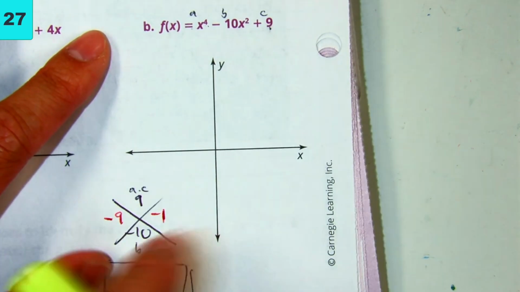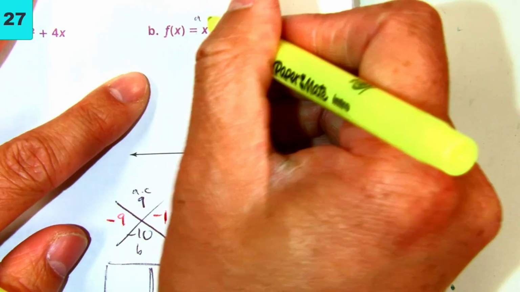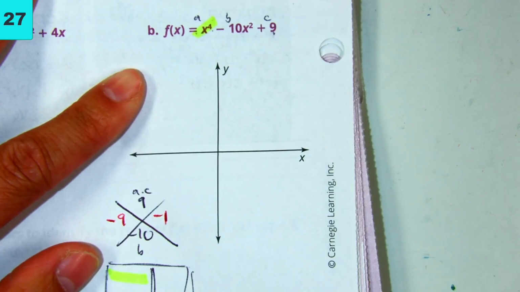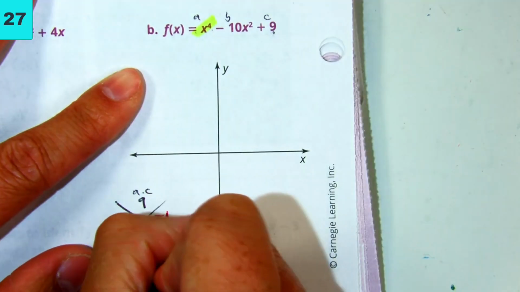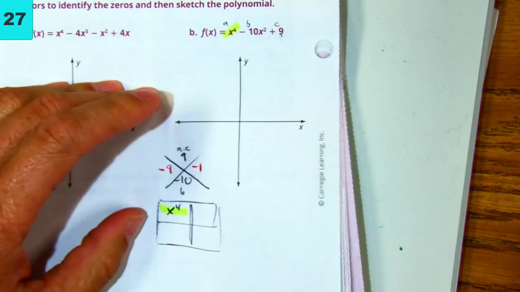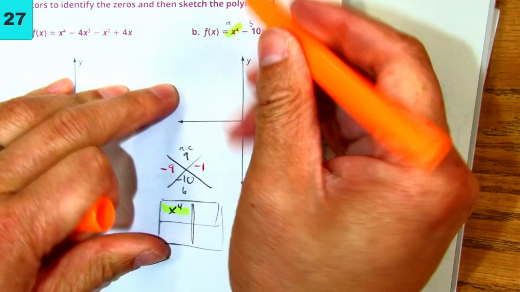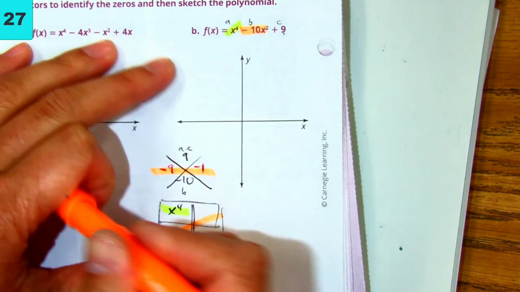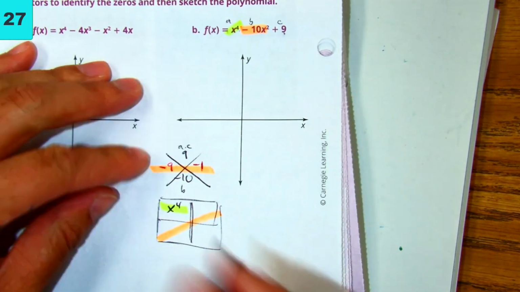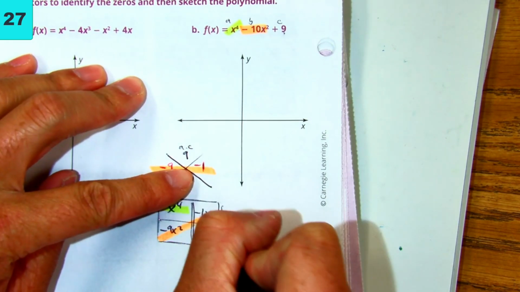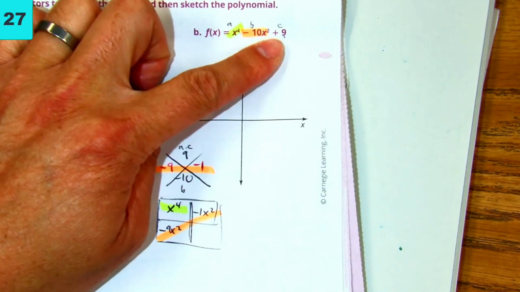So we're always going to put the first term in the top left. So that becomes x to the 4th. I'm always going to take the middle term, which we just split, and pay attention, remember that is x squared. So negative 9x squared and negative 1x squared. And then I have positive 9.